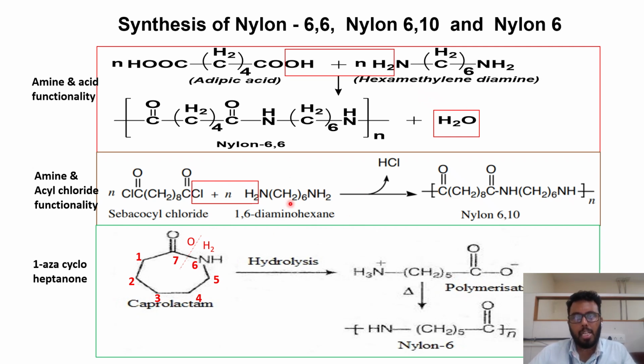So here 6 carbon atoms are present. Now here count the number of carbon atoms, 8 methylene groups, so 8 carbon. You got 2 acyl groups which have 1 carbon in each acyl group. So 8 plus 2, 10. So that's why we are calling it as 610.